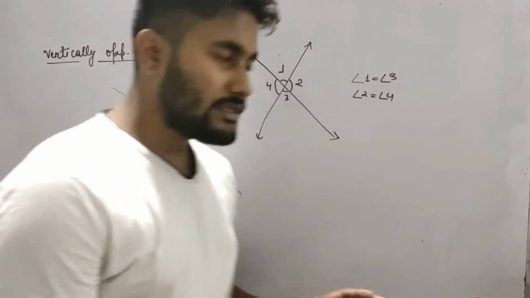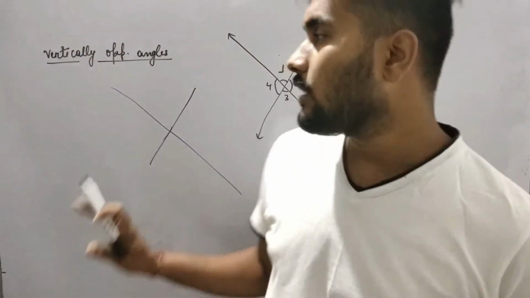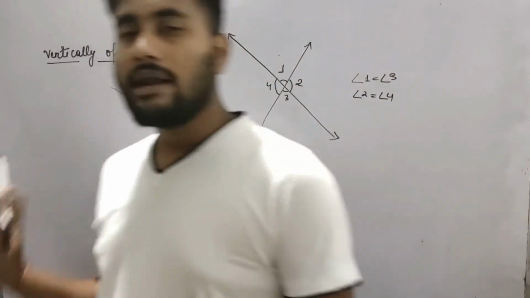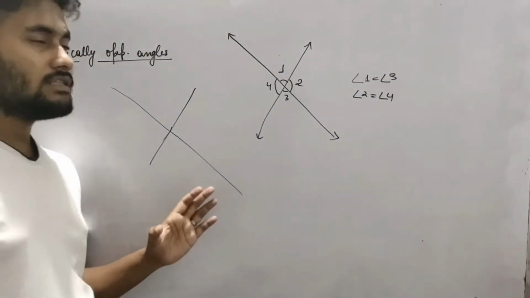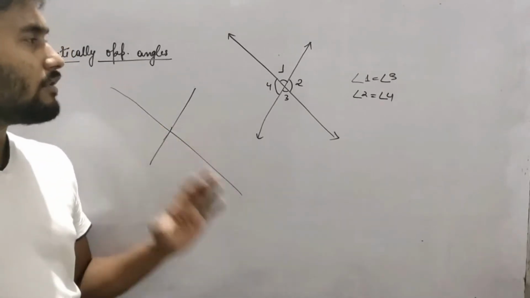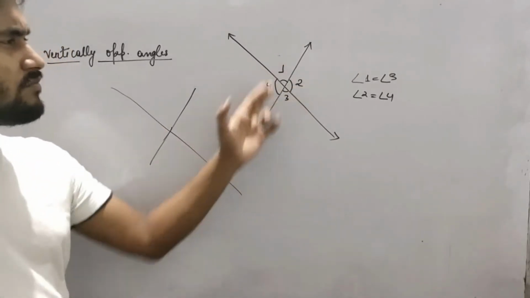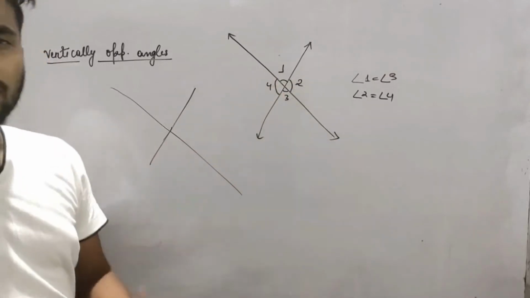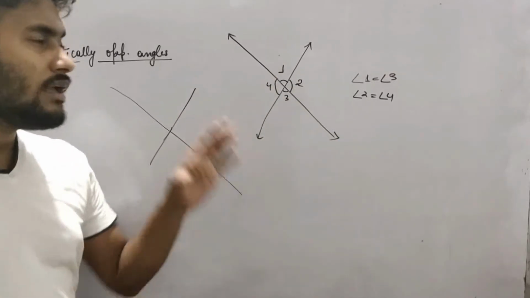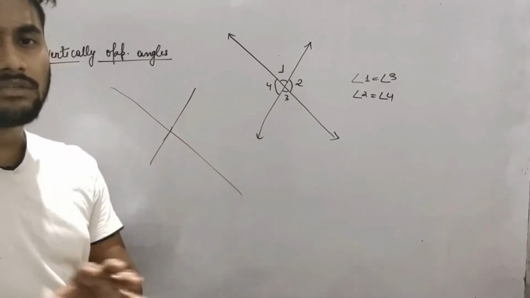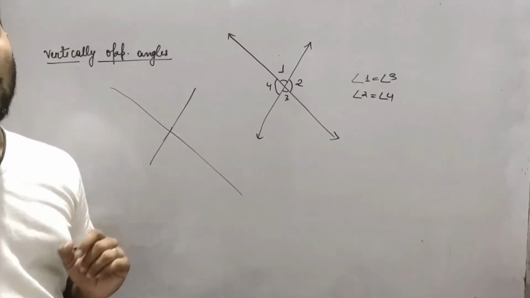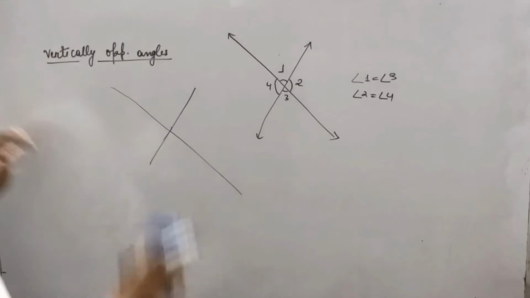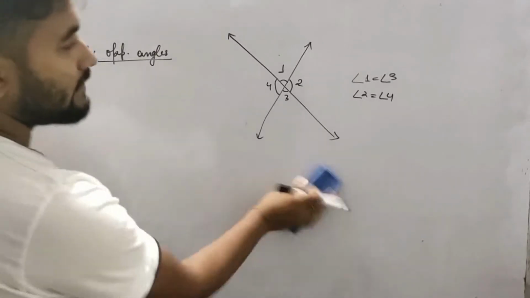So again I am saying, in geometry the most important thing is to understand the diagram. You have to understand the diagram carefully. Now you are thinking that this is very simple: 1 is equal to 3 and 2 is equal to 4. Very simple, nothing is there, right? But in the exercise you will see it will be difficult for you to pick which will be the vertically opposite angles. So for that, let us see some types of angles.